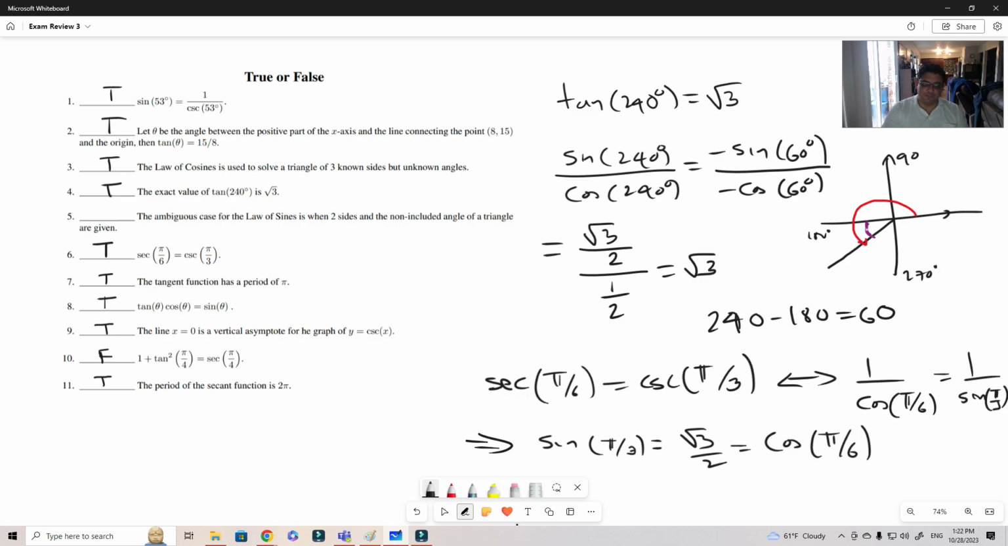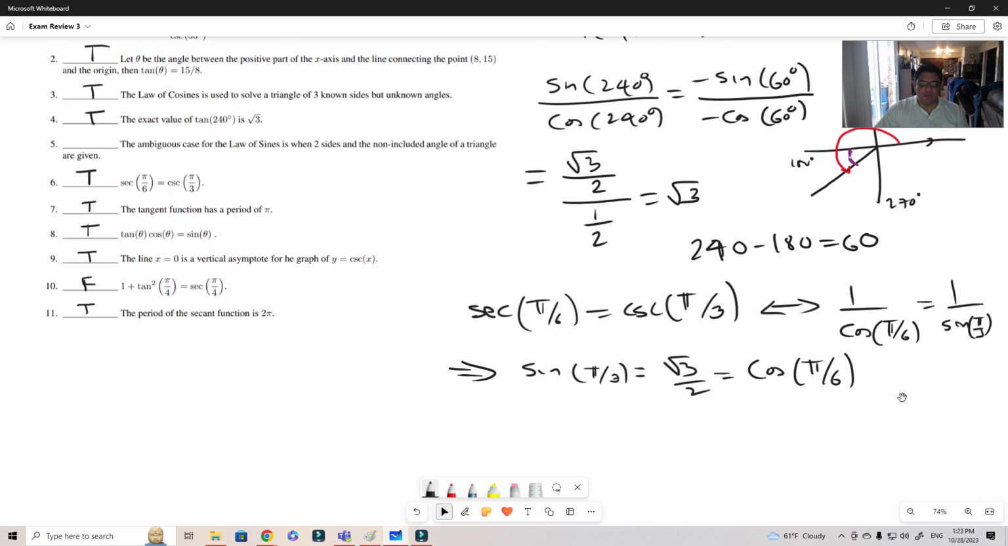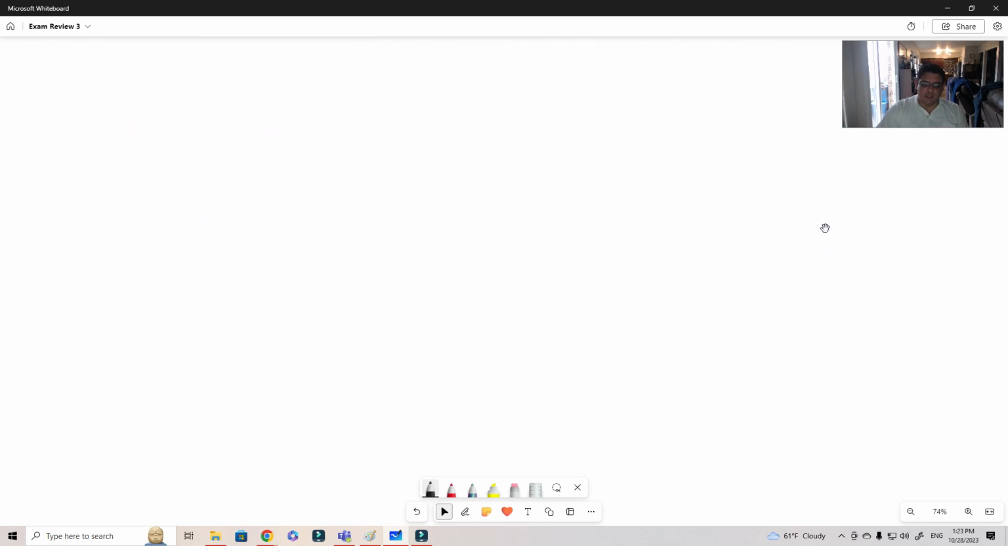Now, the last question that we have available here for the true and false is: the ambiguous case of the law of sines occurs when two sides and the non-included angle of a triangle are given? And the answer is yes. That is exactly when the ambiguous case occurs. Remember, now that we completed our table, let me move down below.